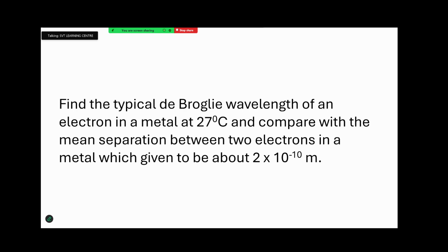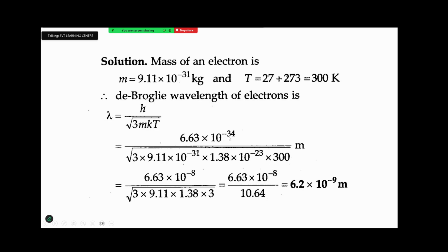Find the typical de Broglie wavelength. Now here, given the temperature, we have to figure out what should be the velocity of the electron at that temperature. 27 degrees Celsius, if you convert it to Kelvin, will become 300. So root of 2mkT, where k is the Boltzmann constant and T is the temperature in absolute terms. Now mass of the electron is known, temperature is known, so you put 2mkT and it turns out to be 6.2 into 10 raised to minus 19.